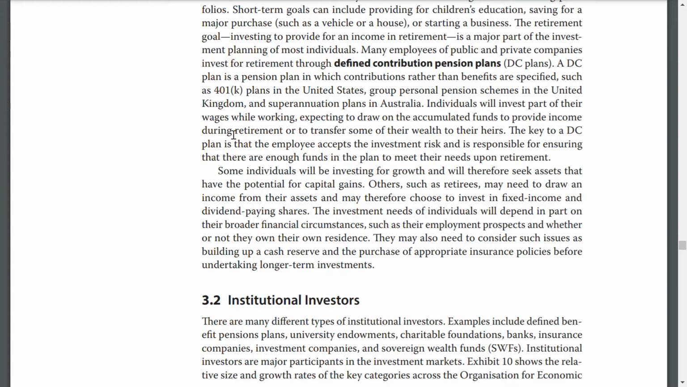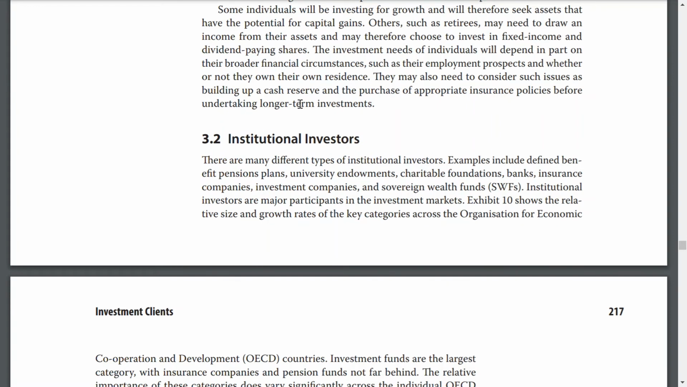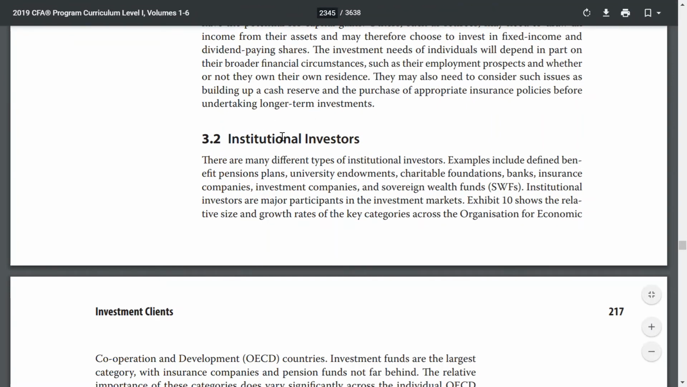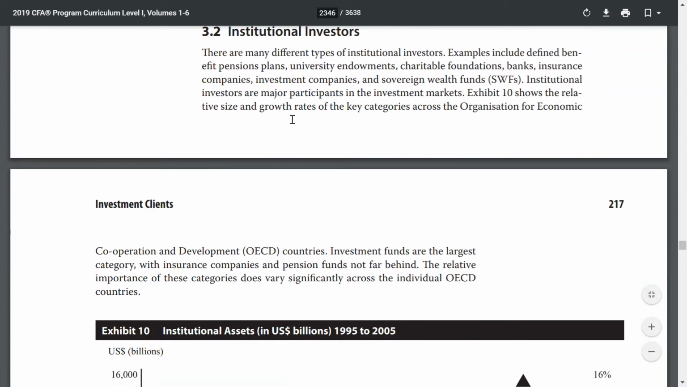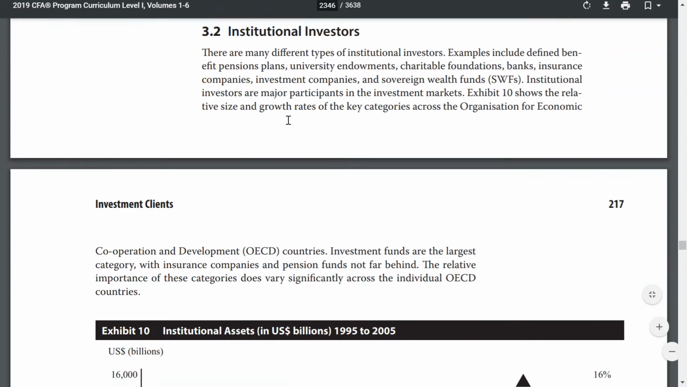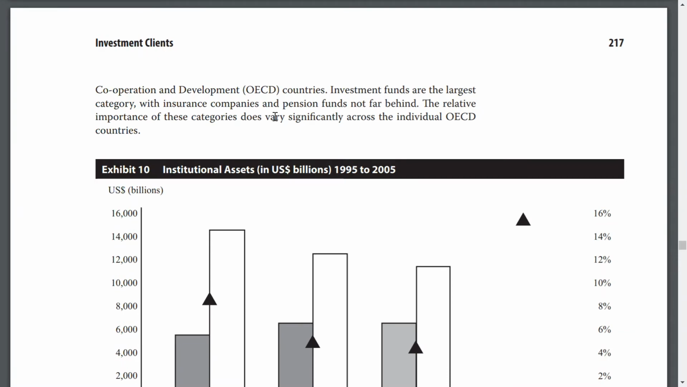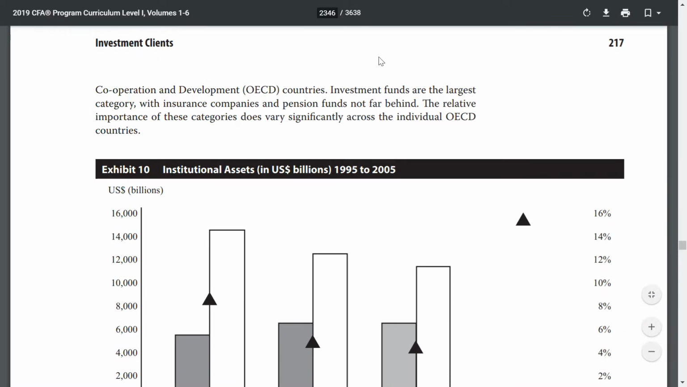Institutional investors. There are many different types of institutional investors. Examples include defined benefit pension plans, university endowments, charitable foundations, banks, insurance companies, investment companies, and sovereign wealth funds. Institutional investors are major participants in the investment markets. Exhibit 10 shows the relative size and growth of the key categories of institutional investors in the Organisation for Economic Co-operation and Development, the OECD countries. Investment funds are the largest category, with insurance companies and pension funds not far behind. The relative importance of these categories does not vary significantly across the individual OECD countries.